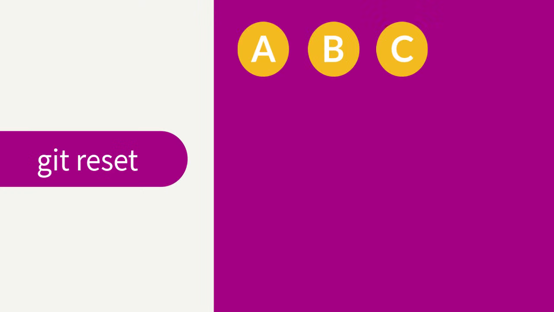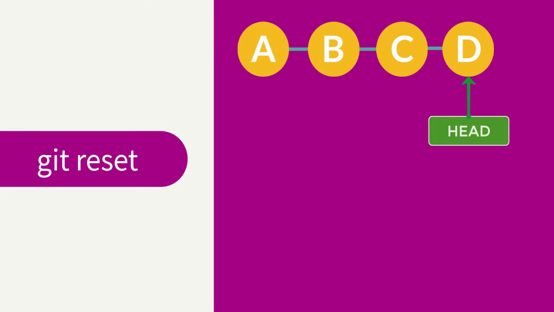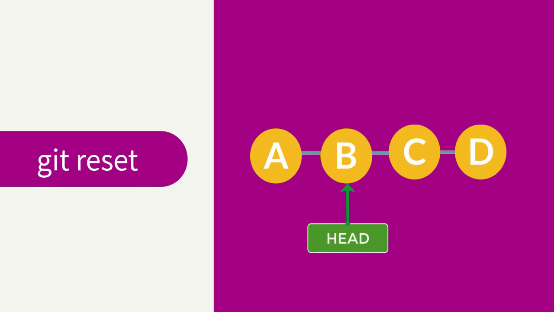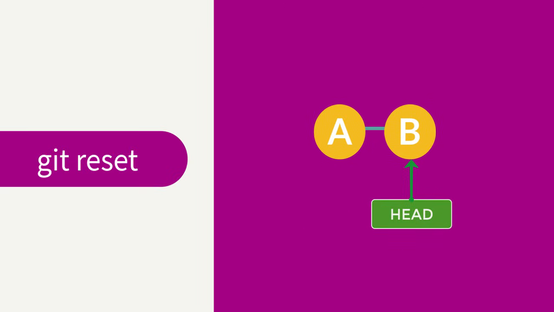Suppose A, B, C and D are the git commits and head is pointed to D. Now if we use the git reset command, then git reset will move the head and the branch reference to the specified commit. Which means if I want to discard the commits of C and D, which I no longer need, then I can move the head and point it to B. So once the head is pointed to B, C and D will be lost. Let's see the git reset command in action.